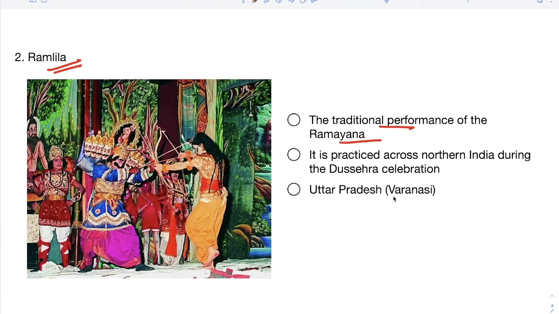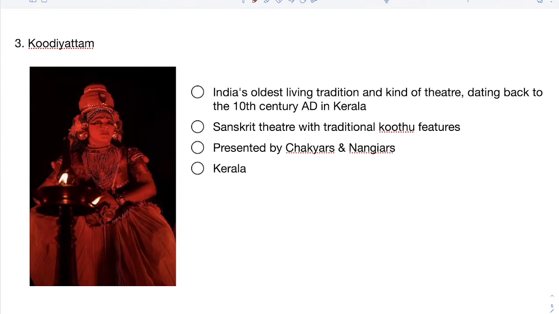In the state of Uttar Pradesh, particularly in Varanasi. It is practiced across northern India during the Dasara celebration. Basically, Dasara is a 10-day festival in northern India and the eastern parts of India. At the time of those celebrations, they perform this traditional art, the Ramayana, and in some places the Mahabharata also. That is Ramlila, and the state related to this is Uttar Pradesh.